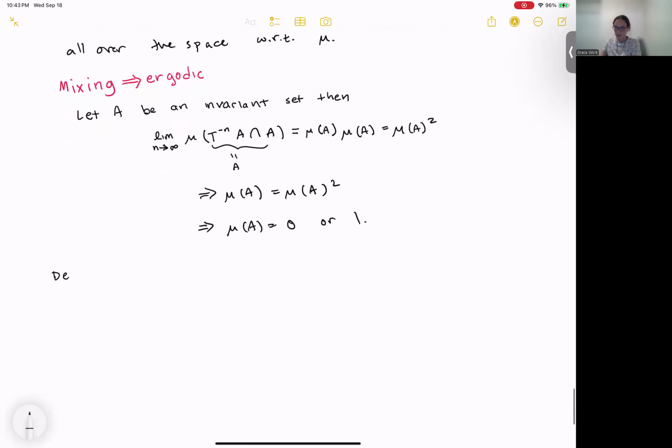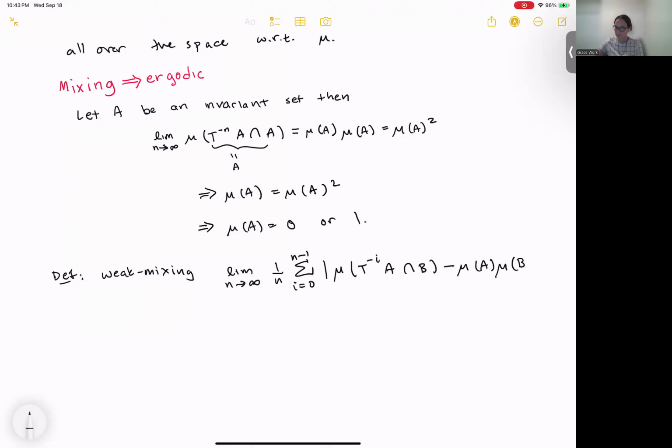The last definition I want to write down is the definition of weak mixing. Which says you have the limit as n approaches infinity of 1 over n times the sum as i goes from 0 to n minus 1 of the absolute value of the measure of T to the minus i A intersect B minus the measure of A times the measure of B. This limit must equal 0.